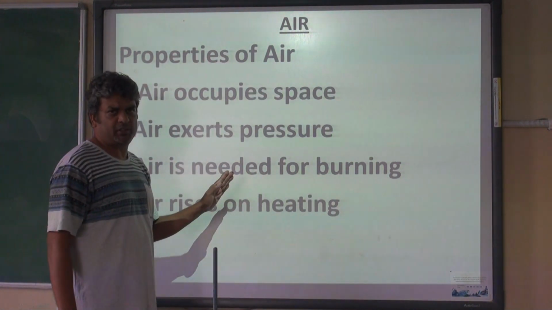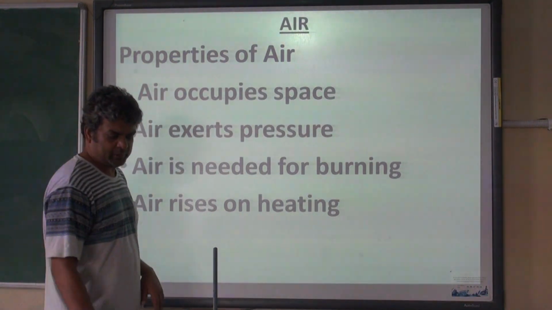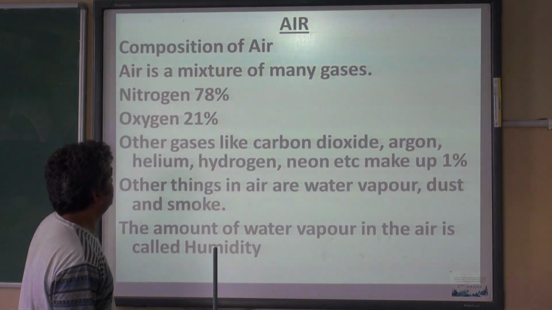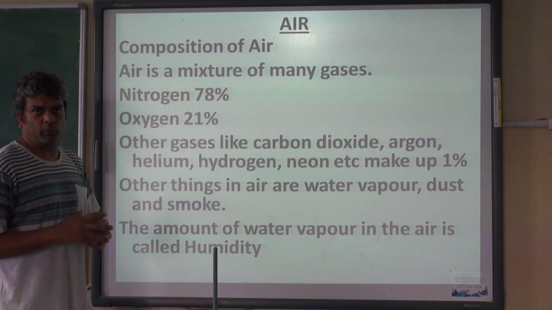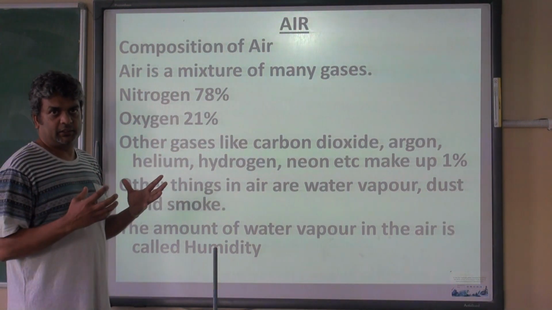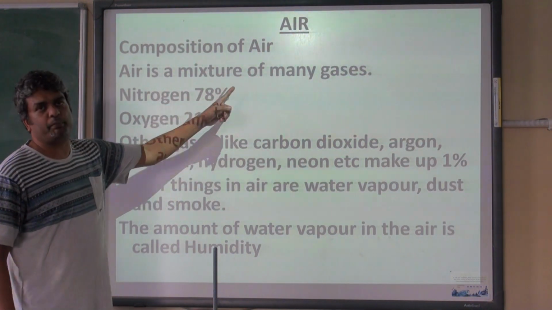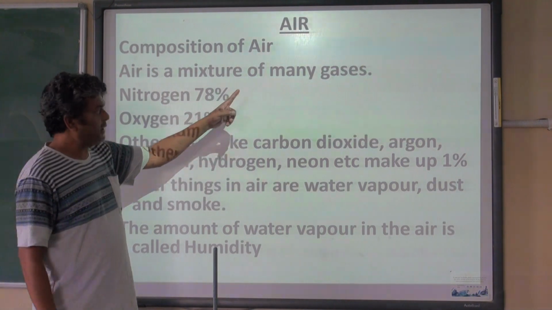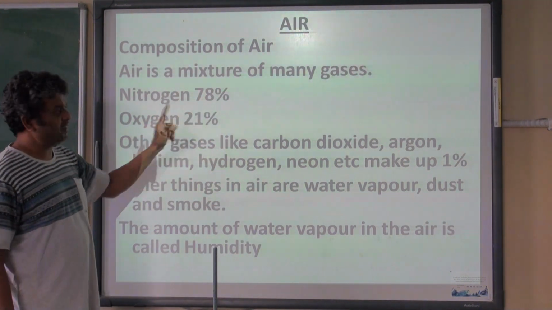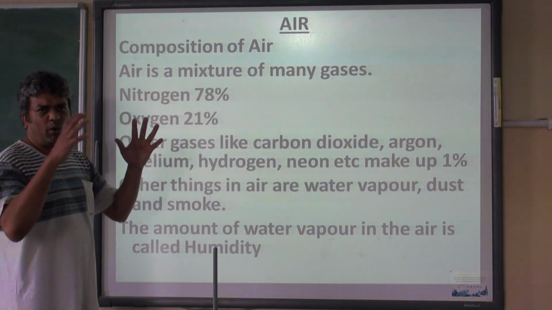So just remember this. What are the properties of air? 1, 2, 3, 4 points we have here. Okay. And then, what is the composition of air? You cannot see air, but you can feel it. Now, what is its composition? Air is a mixture of many gases. Okay? Nitrogen 78%, oxygen 21%, and then 1% all other gases.